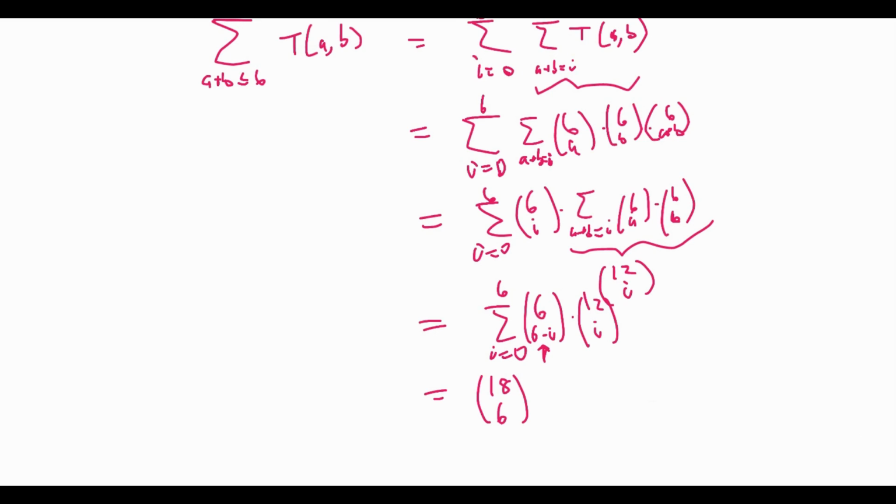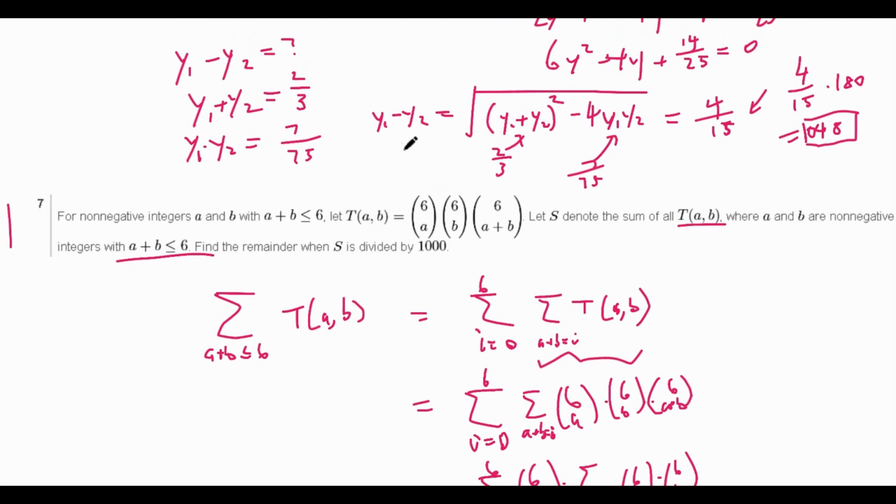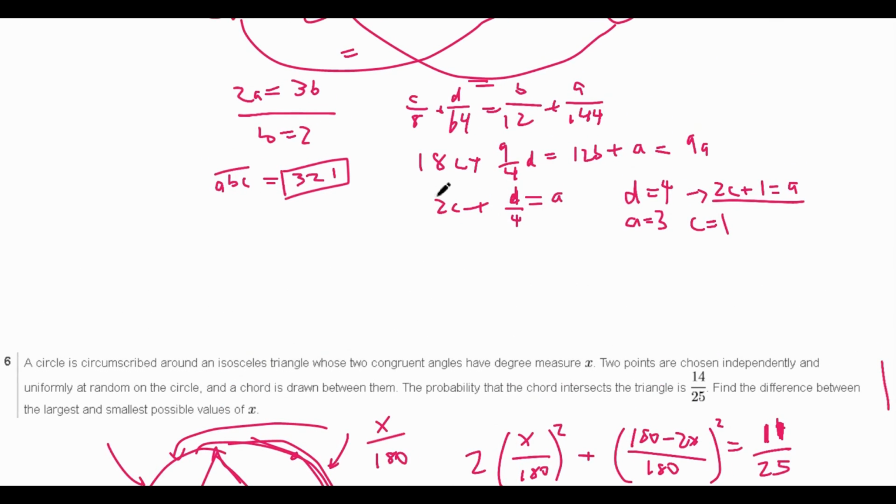We can just take the remainder after finding it. If you bash it out and find the remainder when you divide by 1,000, this should be congruent to 564 mod 1000. So 564 is the answer, and we are done. So 7 problems in slightly over 20 minutes. I think that's not such a bad turnout here.